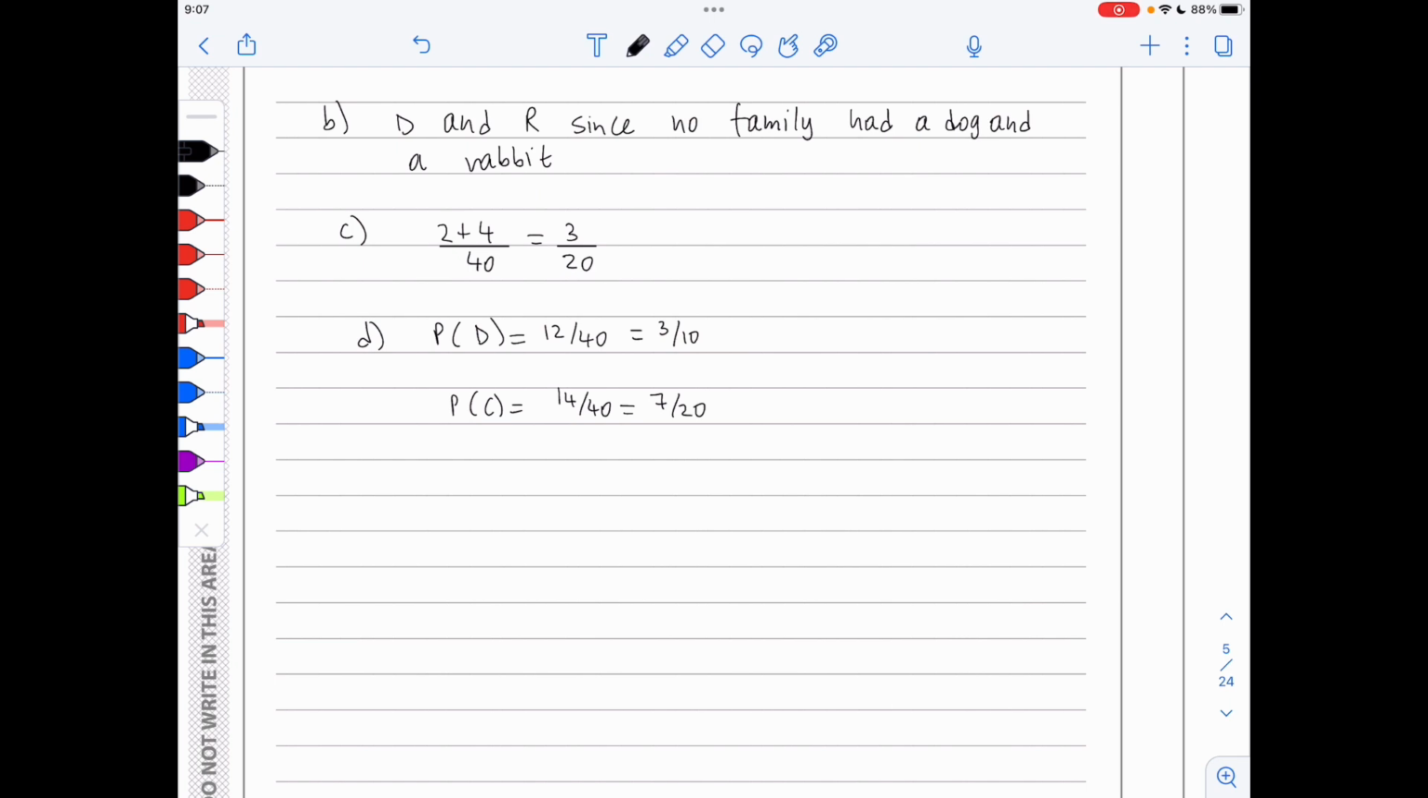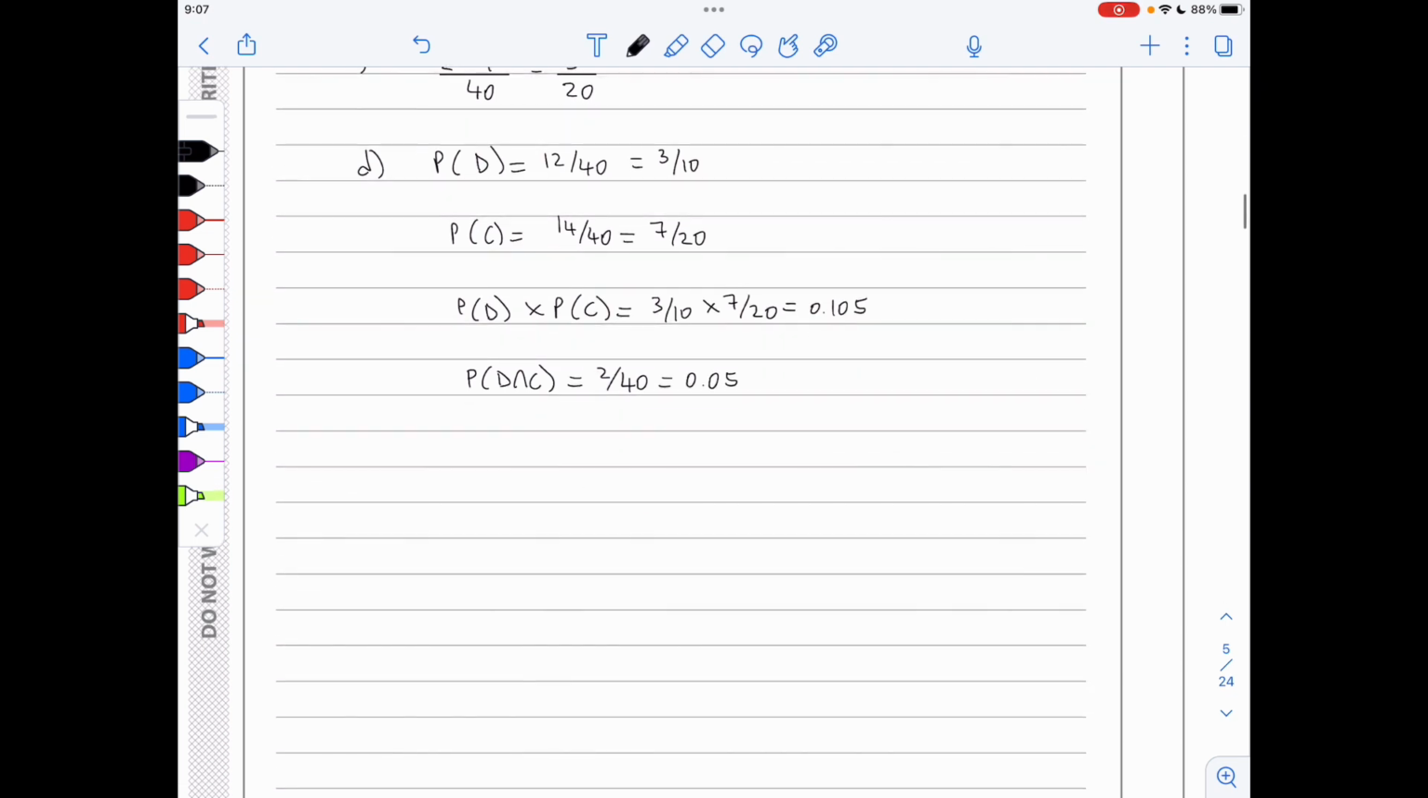And therefore the probability of D times the probability of C is simply 3 over 10 times 7 over 20, which gives an answer of 0.105. On the other hand, the probability of D intersection C is 2 out of 40, which is 0.05. So we can simply say that since the product is not equal to the intersection, then the 2 events are not independent.